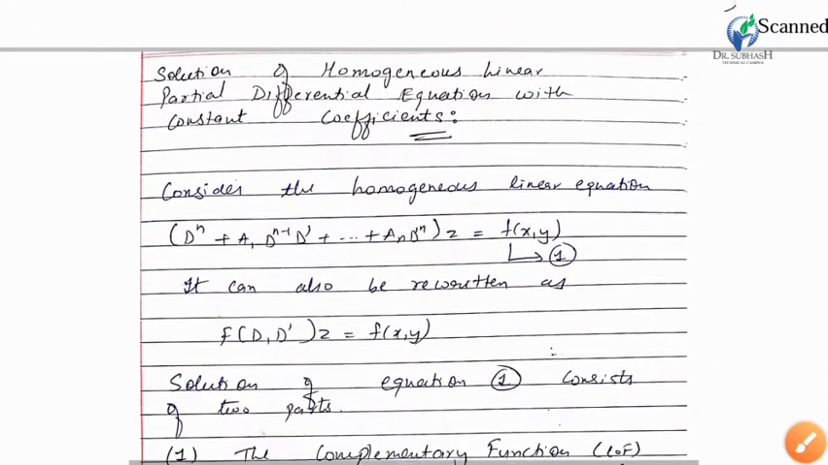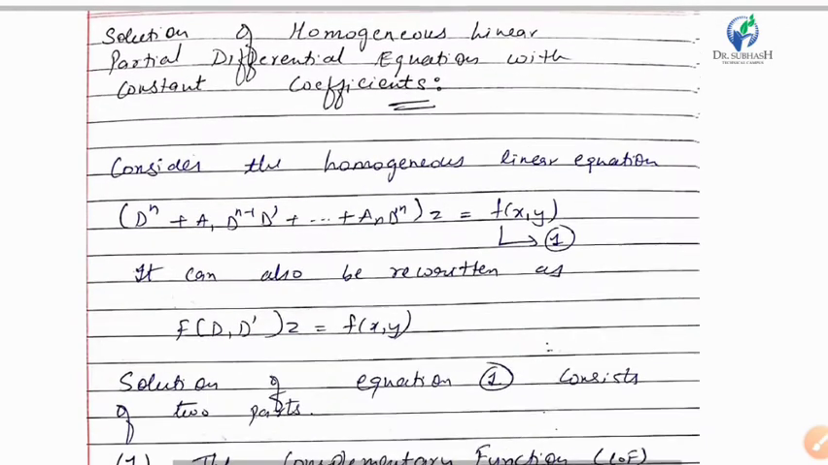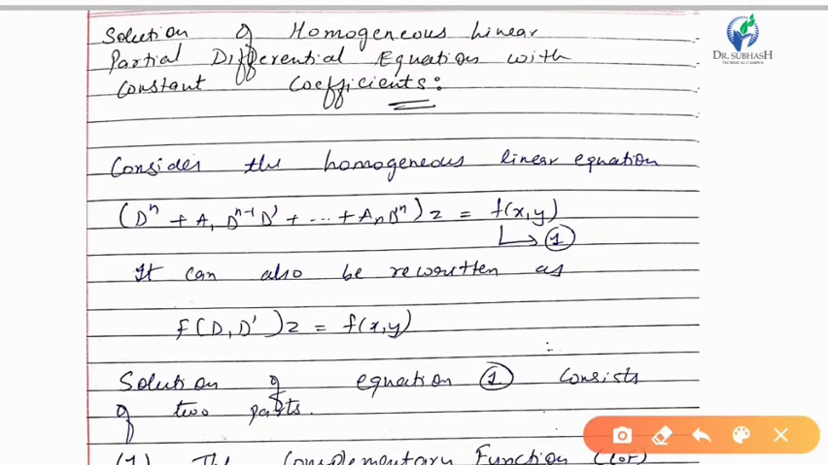Now we'll move towards the solution of homogeneous linear PDE. Consider the homogeneous linear equation. See, this is the linear equation. The power of each and every term is the same. Here the power for every term is n. So this is the general form, and f(x,y) is any function, either 0 or non-zero. It can also be written as f(D, D')z = f(x,y).